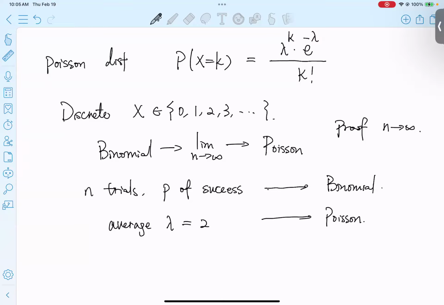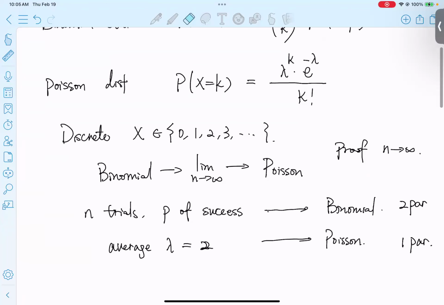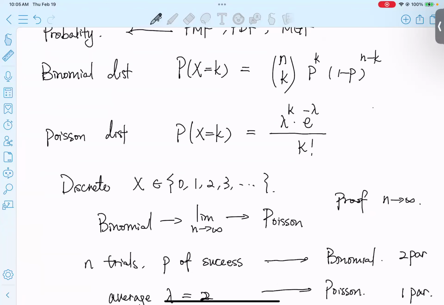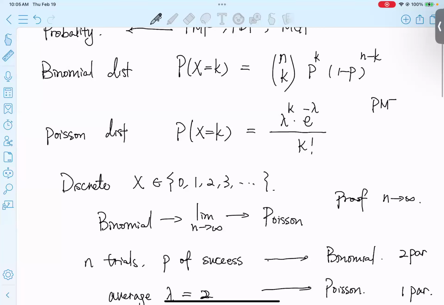So you can see that when you're working with the binomial distribution, you need at least two parameters to use the formula, the probability mass function of the binomial. But for the Poisson distribution, you need one average, this lambda, to apply the probability mass function. So these are the probability mass functions for the two.